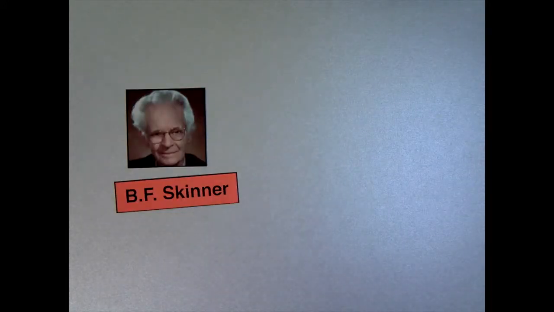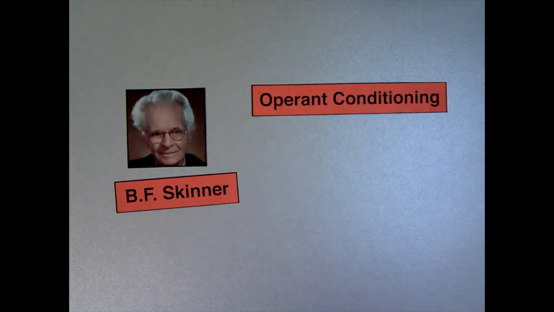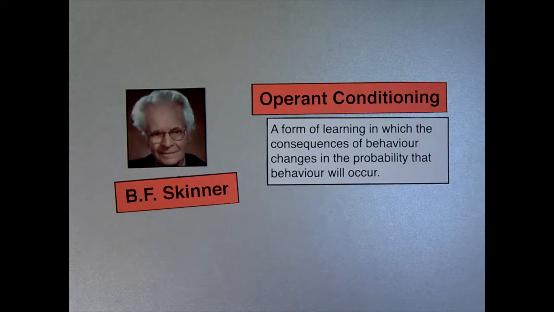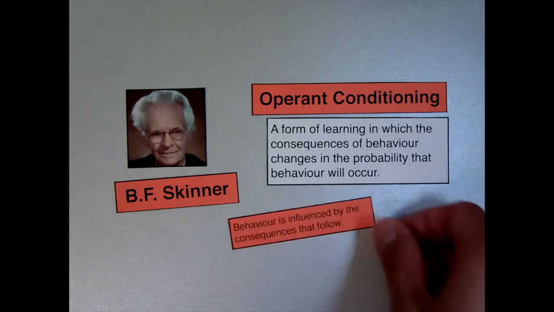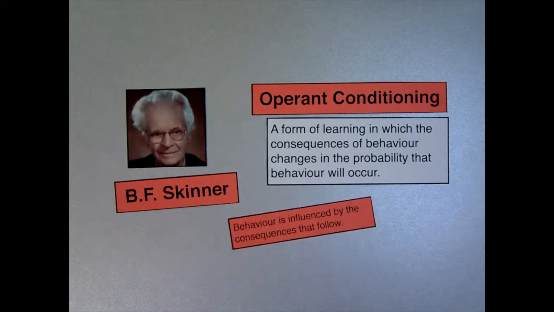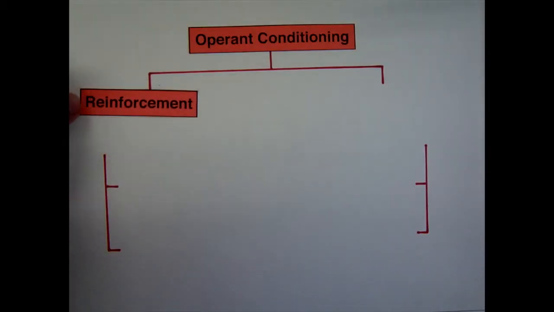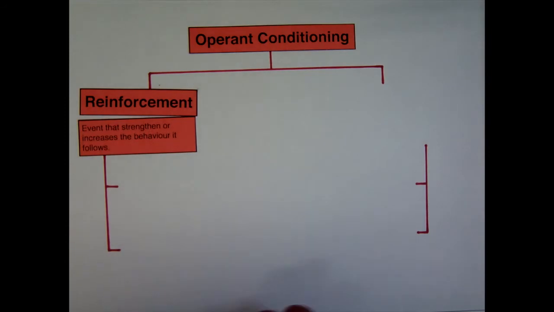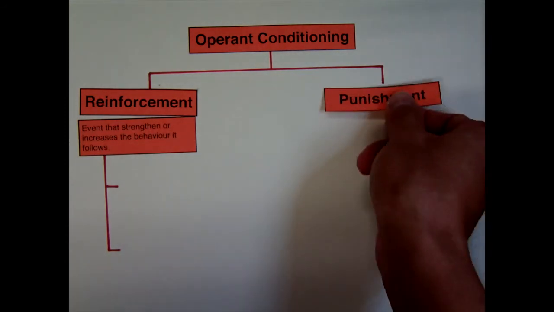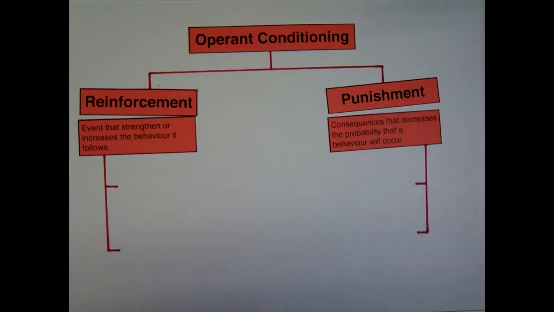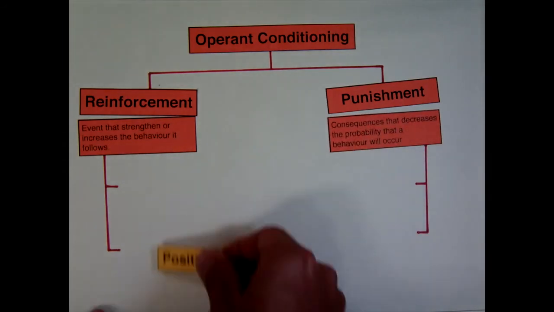Operant conditioning was coined by behaviorist B.F. Skinner. It is a form of learning in which the consequences of behavior change the probability that the behavior will occur. It is based on a simple premise: behavior is influenced by the consequences that follow. The key concepts in operant conditioning are reinforcement and punishment. Reinforcement is an event that strengthens or increases the behavior it follows, while punishment is a consequence that decreases the probability that a behavior will occur.